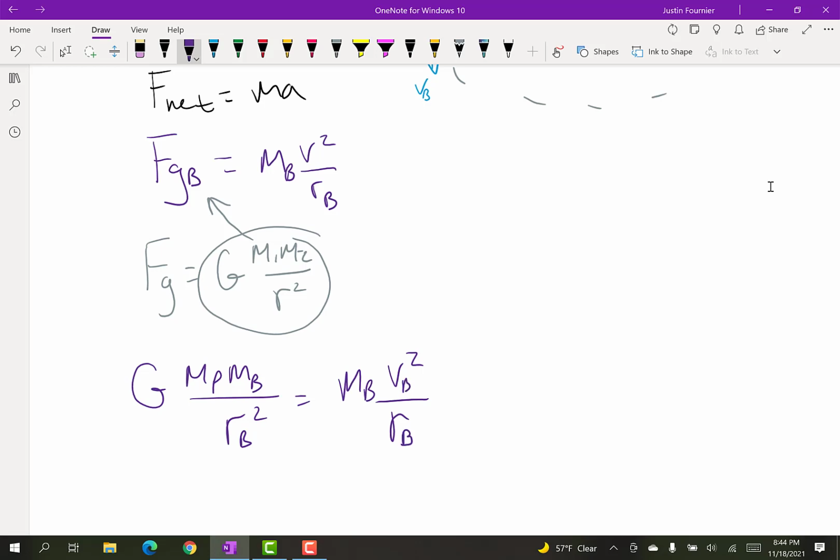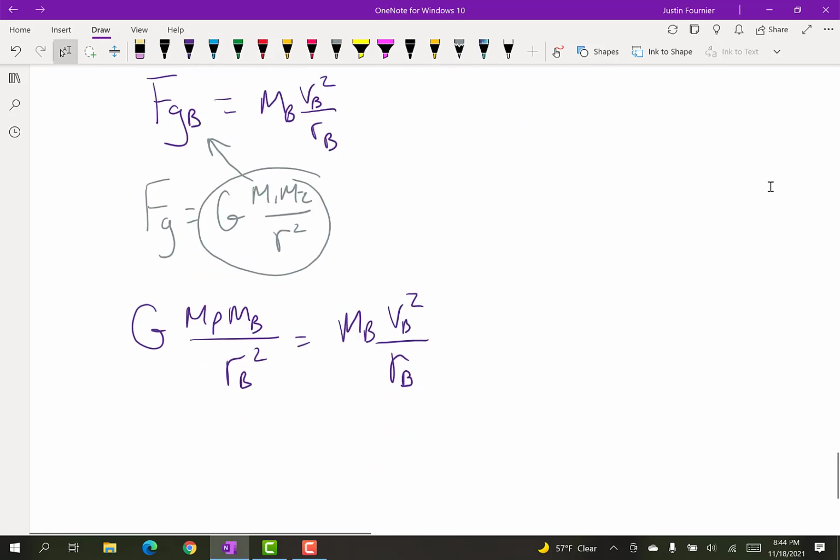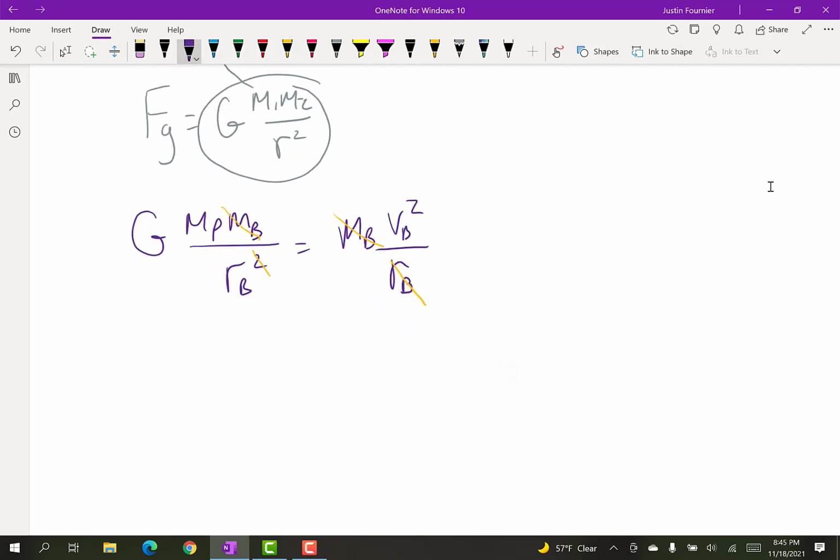Should be careful. All this is B stuff, because B is my object. And then, as I can see, the mass of satellite B cancels out. One radius cancels out, and the squared cancels out over there. And now I'm left with big G times the mass of the planet divided by rB, which is equal to vB squared. So next up, I'm going to halt here and then actually use this to do my ratio part.